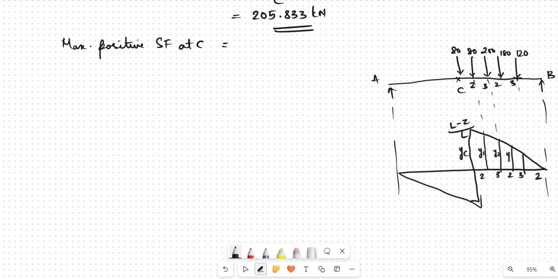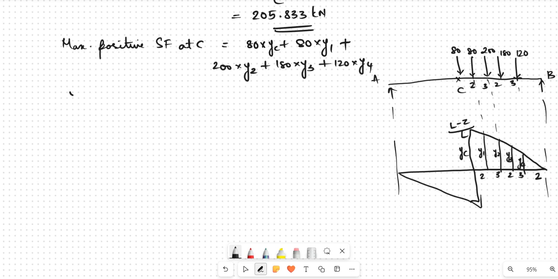This is Y2. This is Y3. And this is Y4. Okay. From the figure, we can directly write maximum positive shear force is nothing but 80 into YC plus 80 into Y1 plus 200 into Y2 plus 180 into Y3 plus 120 into Y4. Okay.